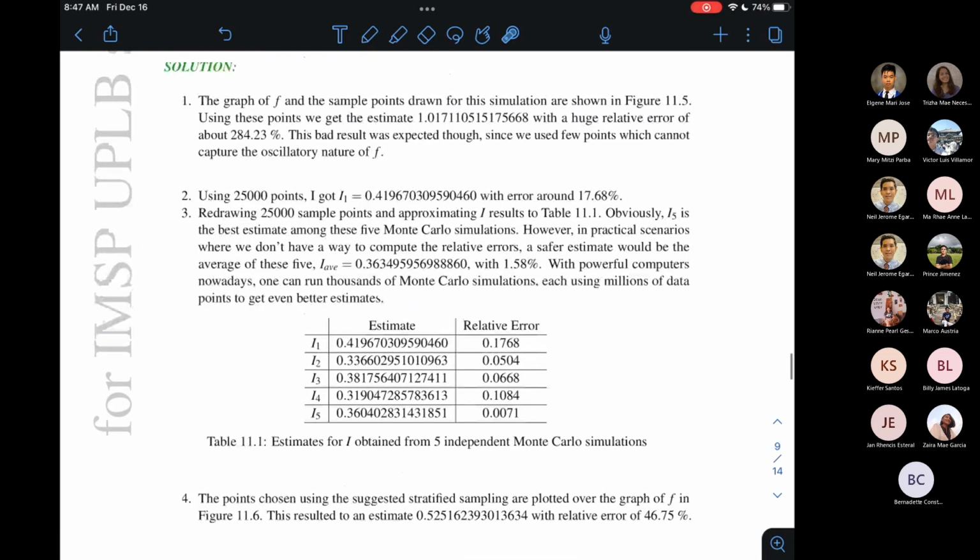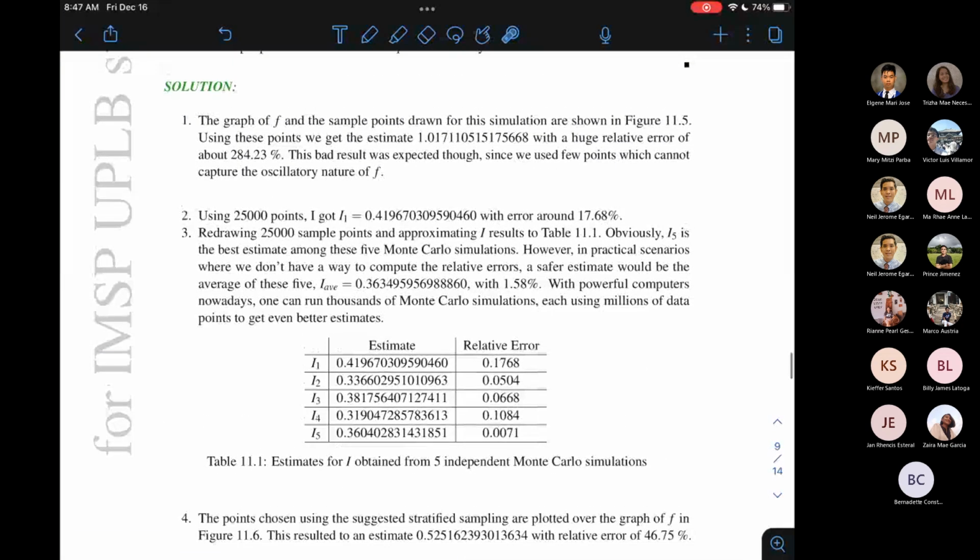And I think here we didn't get too much good a result, kasi nga 284% yung error. Which is understandable because we only used 100 points. Remember, the error is 1 over root of 100. So that's 1 over 10. But this is just approximative. Hindi siya error bound. It is just an approximative value for the error. So we were expecting around 0.10 na error.